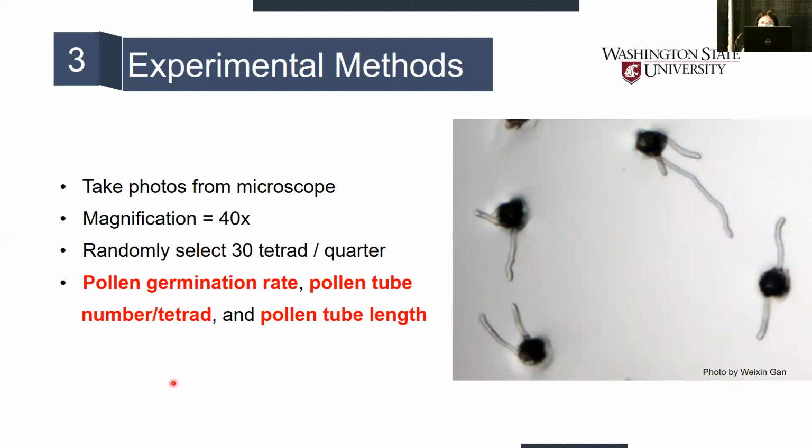And we take photos from the microscope. In this case, the magnification is 40. And we randomly selected 30 tetrads in each quarter of the petri dishes. And we measured the pollen germination rate, pollen tube number per tetrad, and pollen tube length.